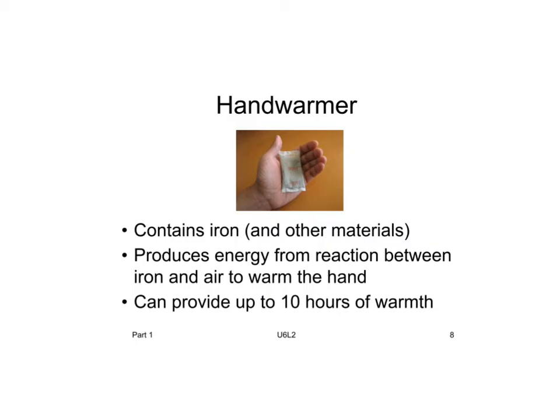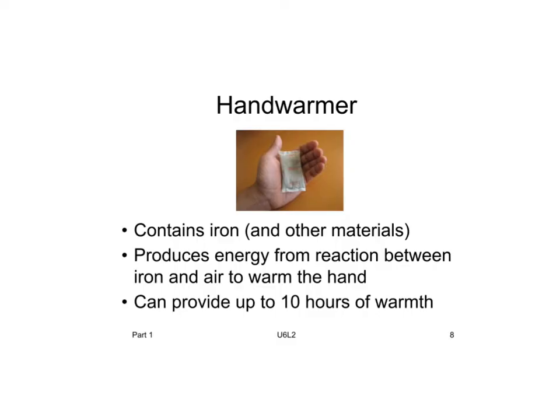Now, the reaction that you saw with the steel wool is something you may have already experienced in another setting, and that setting is in hand warmers, the chemical hand warmers that you can buy. So the hand warmer contains iron along with some other materials, and when they are activated, a chemical reaction occurs that produces energy. So iron and air combine and form iron oxide, and that energy is released in the form of thermal energy, and that's why they get warm.